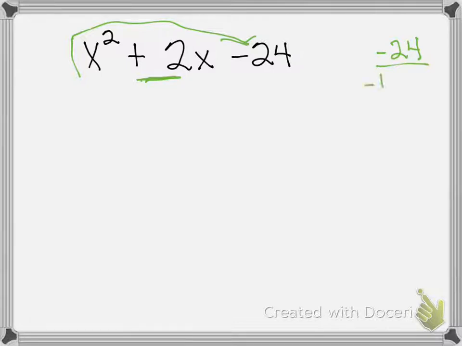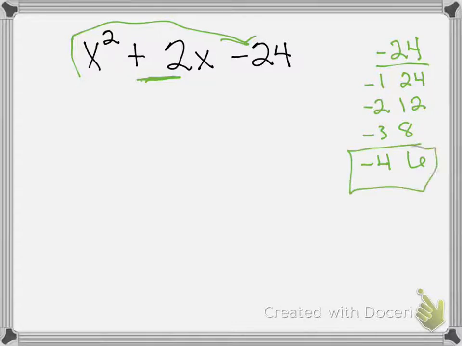So we've got negative 1 and 24, negative 2 and 12, negative 3 and 8, and negative 4 and 6. We want the pair that when we add them together, we get a positive 2. So that's going to be negative 4 and 6. So we're going to bring down the 1x squared. Then we have minus 4x plus 6x, and then minus 24. So we're going to split that polynomial in half and then factor our GCF from each half.